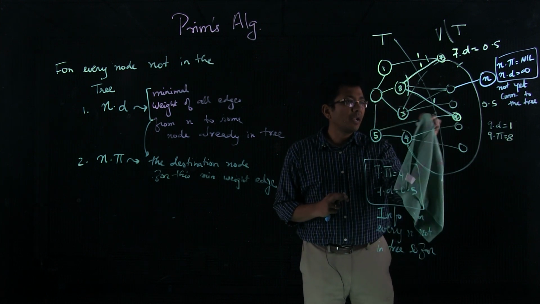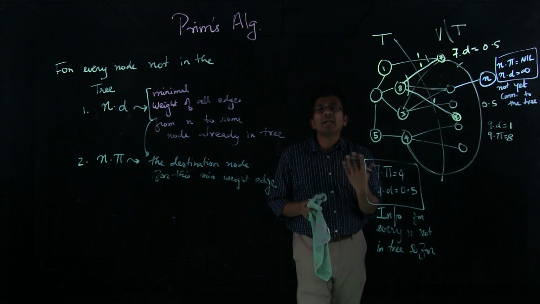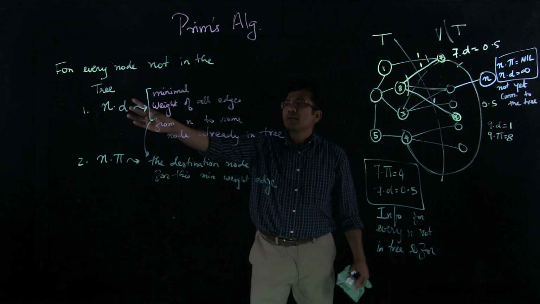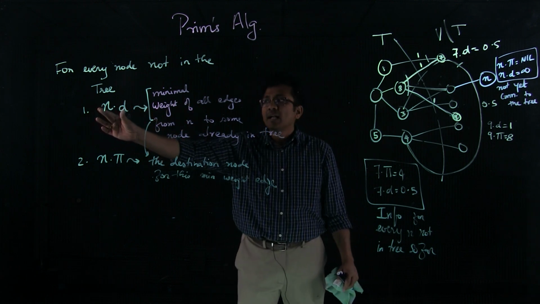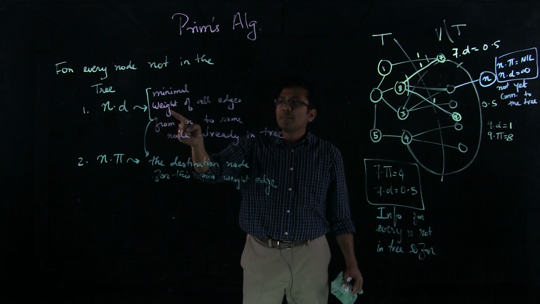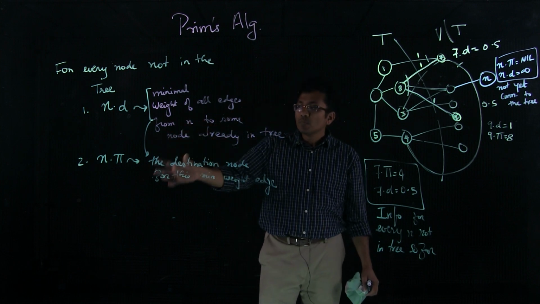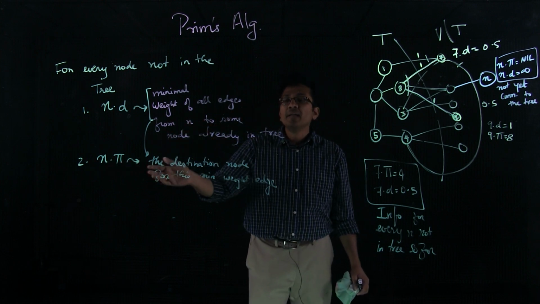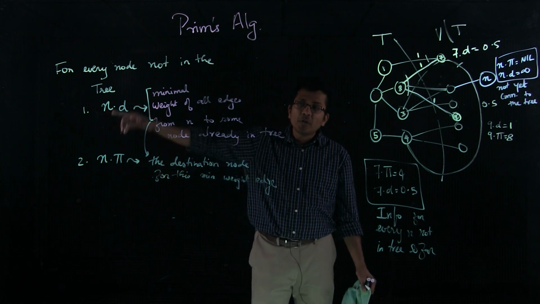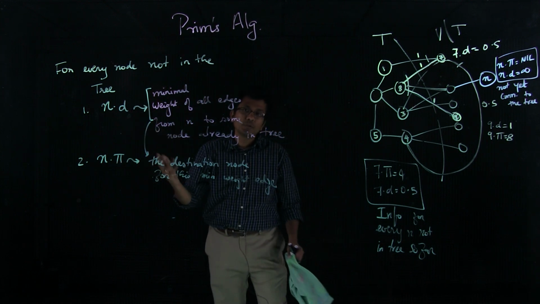And the new edge from 9 that's relevant is going to be the edge from 9 to 8. So this is how the update is done. So two things need to be done. Number one, bookkeeping. For every node n not in the tree, I'm going to maintain an integer called d, which is the minimum weight of all edges from n to some node already in the tree. I'm going to update something called n.pi, which is the destination for this minimum weight edge. So I'm going to keep the smallest weight edge, the weight of that edge, and the edge itself through d and pi. Okay?